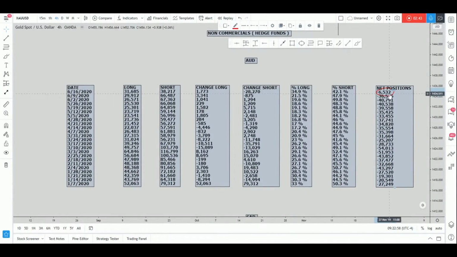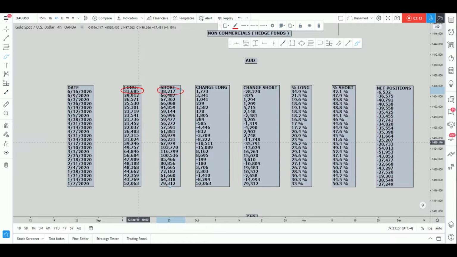Now, from an AUD perspective, we can see that currently we are sitting at minus 6K net positions, which is the highest level that we had for a long time. In fact, we were sitting here at minus 54K net positions. So a lot of longs have been added. Currently, we're sitting at 31K. Sorry, a lot of shorts have been closed. In fact, longs, we're sitting at 31K with 38K shorts, meaning that the shorts have been aggressively closed.